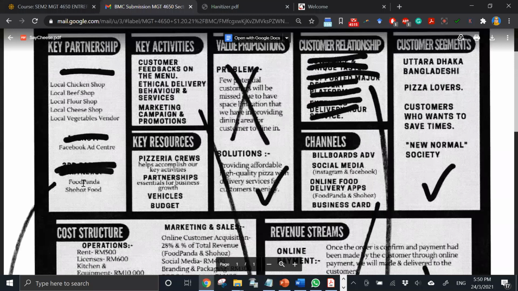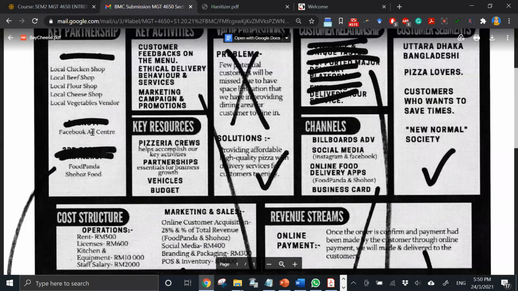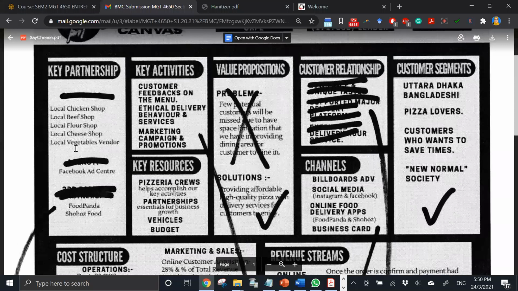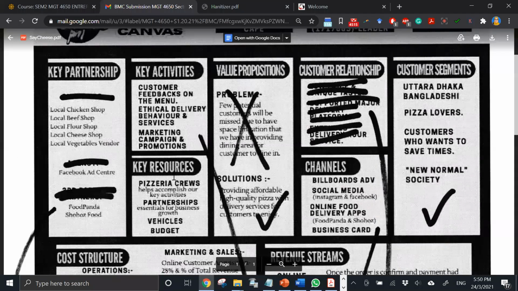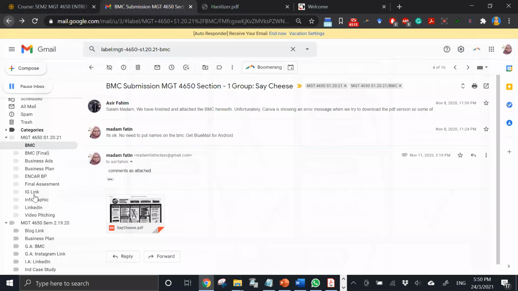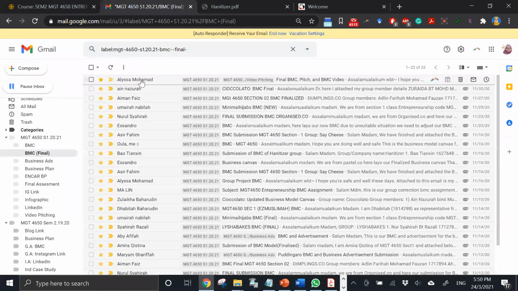So Facebook Ad Center. This one, because they are using advertisement from Facebook. So you can put key partnership under this one. Food Panda, they are using Food Panda in Dhaka as well. Okay. So let us see the final one that they actually gave to me.